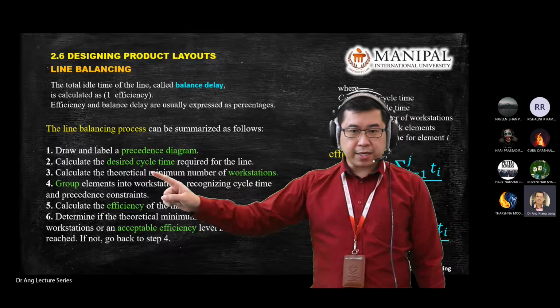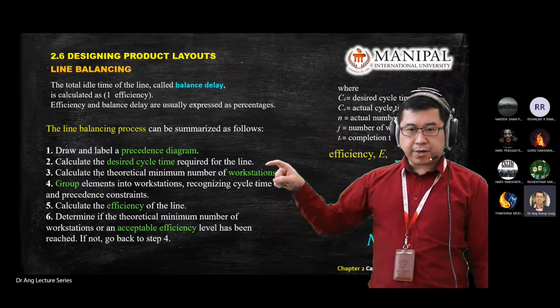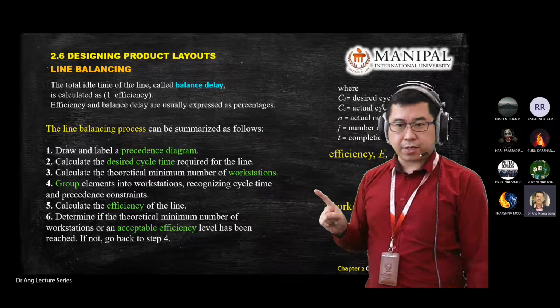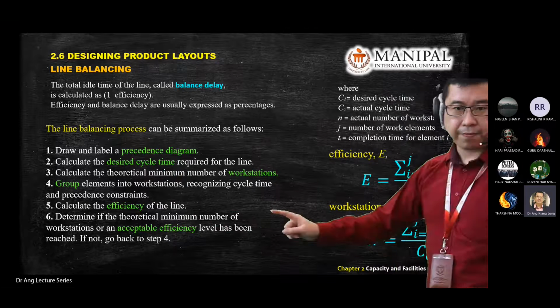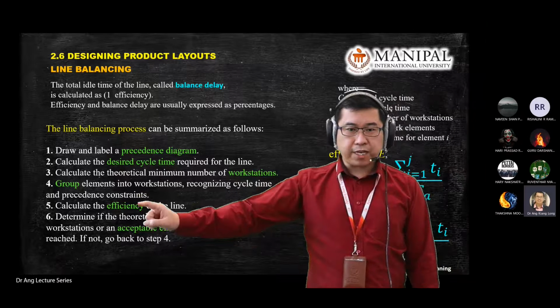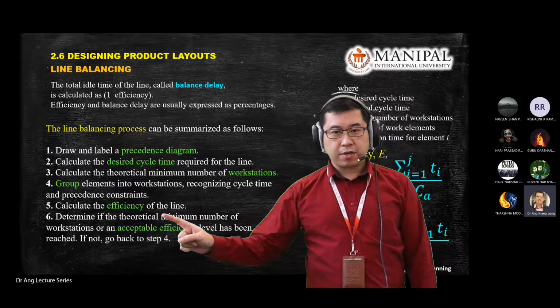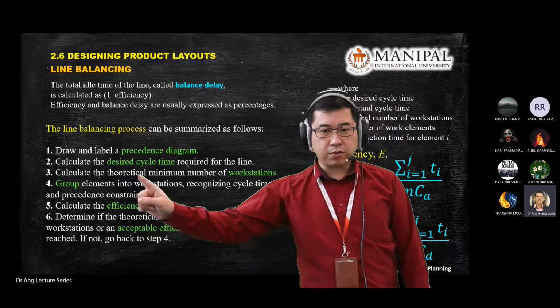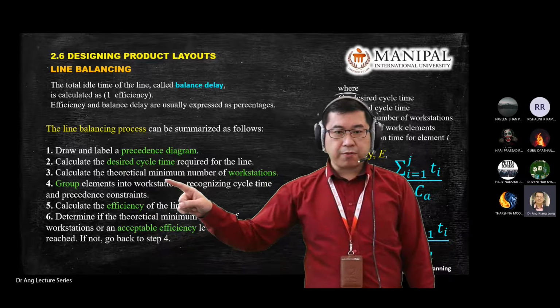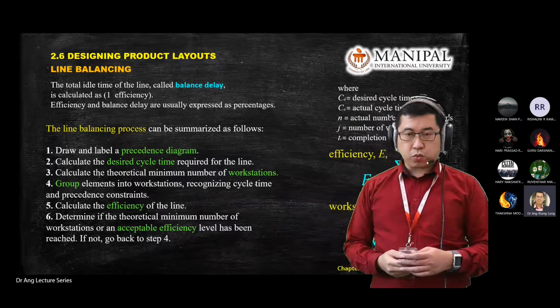Then you calculate the CD, desired cycle time. Then you calculate the number of workstations that I showed you just now, this one. Then you group your elements together. You find the efficiency. If the efficiency is not the desired one, you go back to step number 4. So you group them together again, and then you study again.